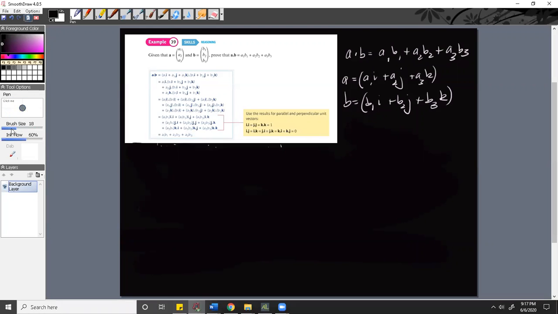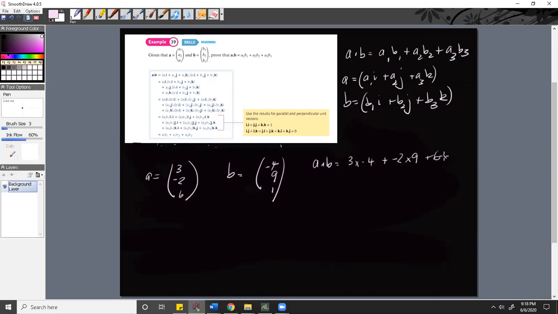So say if you had two vectors, say you had, let me put a different color, A is equal to 3, minus 2, 6. And B is equal to minus 4, 9, 1. Okay? What this formula is saying, A dot B is therefore equal to 3 times minus 4 plus minus 2 times 9 plus 6 times 1. So A dot B is minus 12 minus 18 plus 6. So that is going to be minus 30 plus 6, which is minus 24.